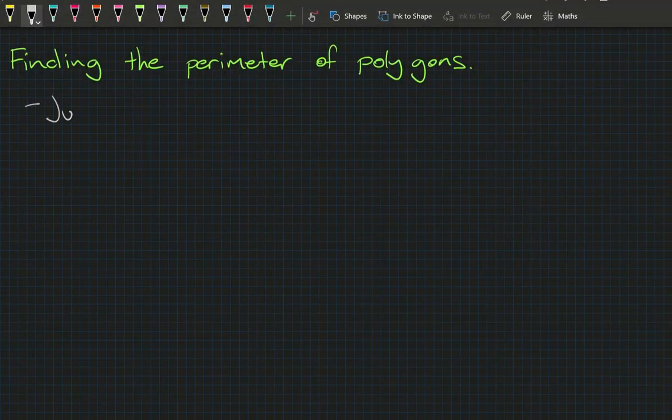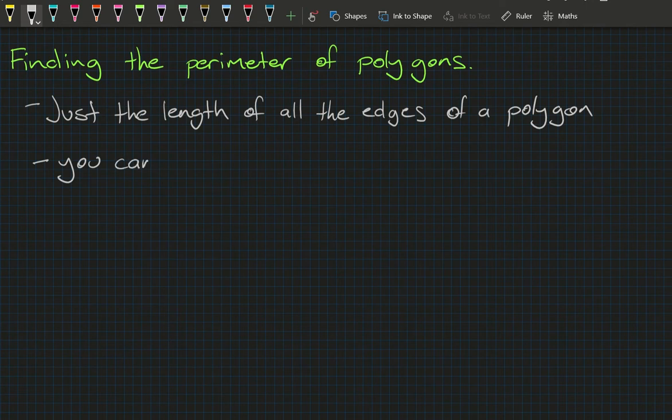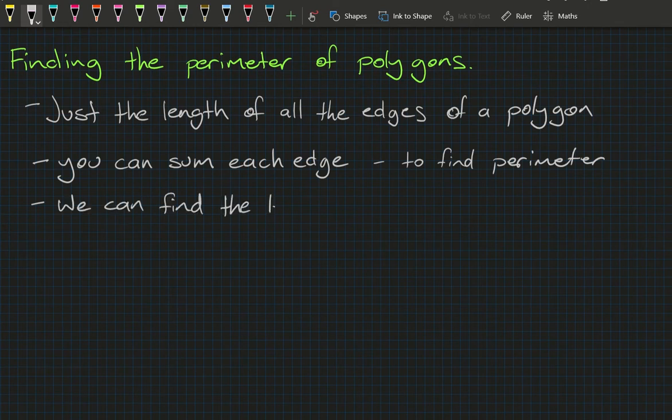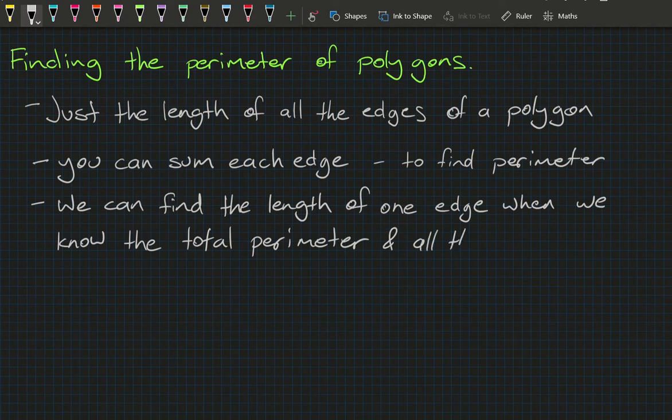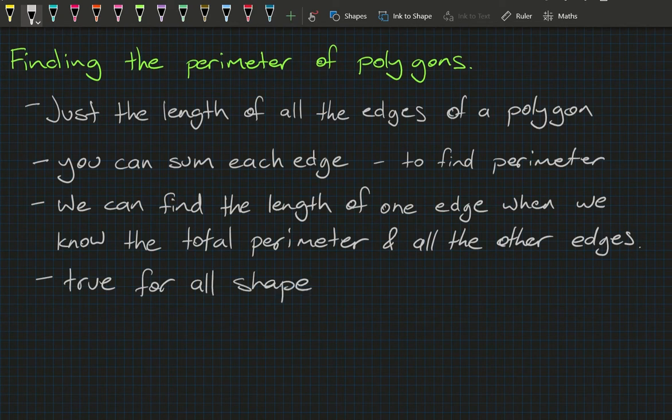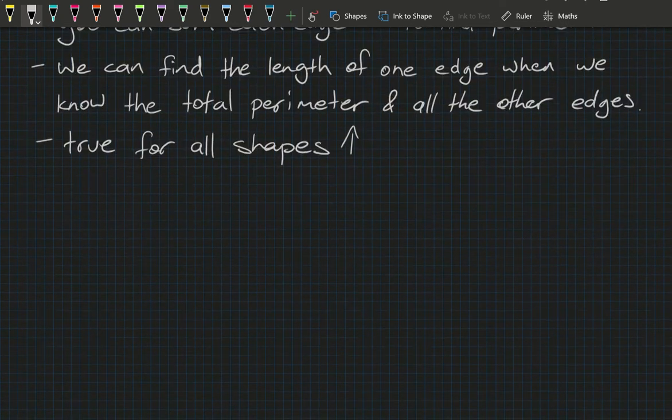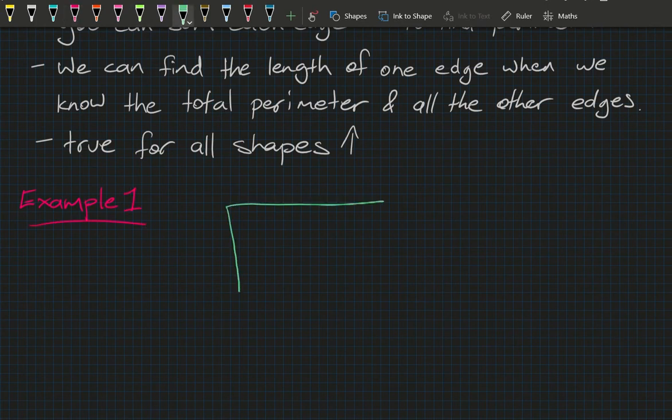The perimeter is just the length of all the edges around a polygon. To find the perimeter, we can measure each one and just add them up. This also means that if we know the total perimeter of a shape, we can find the length of one of the edges if we have the length of all the other edges. In this section, we're only going to look at polygons which have straight edges. However, this is true for all shapes.